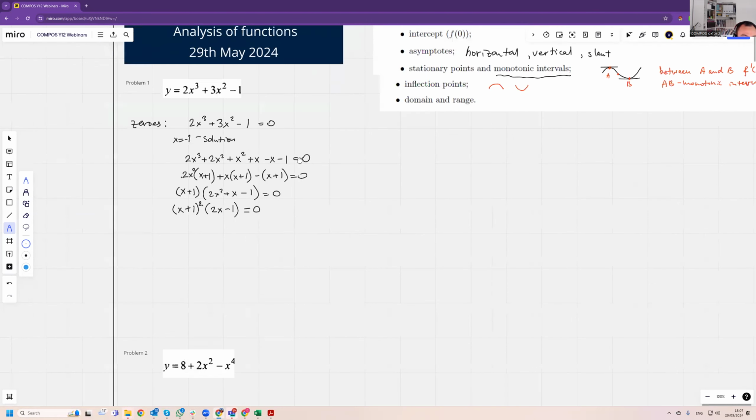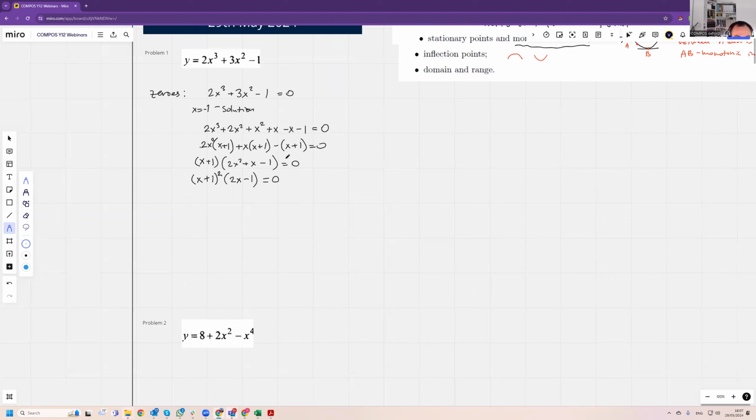So the zeros are x equals -1 and x equals 1/2. You can already kind of draw the graph, right? That's what you've been taught at A level. Okay, so then I find the stationary points.